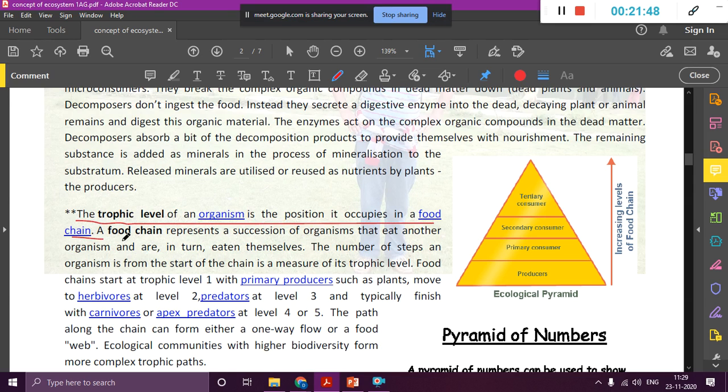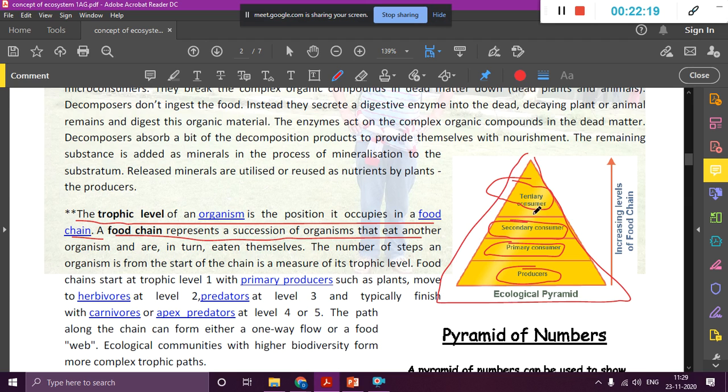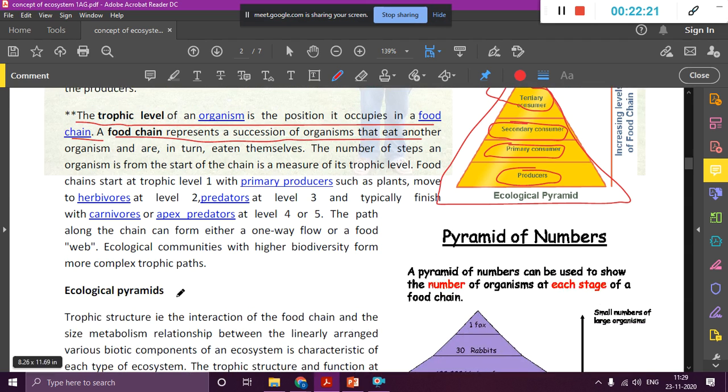So what is a food chain? A food chain represents a succession of organisms that eat other organisms. At the bottom of the food chain, you have producers, then the primary consumers, then the secondary consumers, and at the top of the food chain you have the tertiary consumer. Such a pyramid-like structure is known as the pyramid of numbers. We are talking about numbers here.